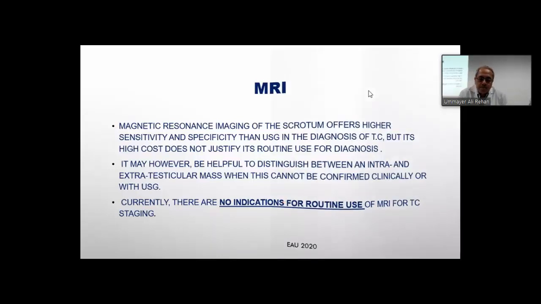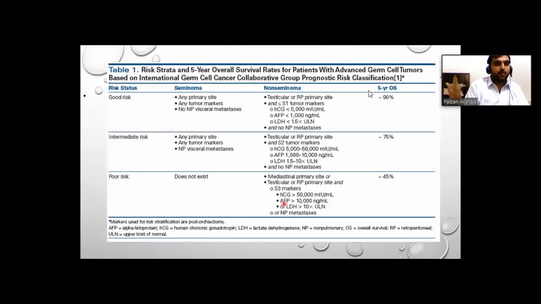And here is the International Germ Cell Cancer Collaborative Group prognostic risk classification. The risk status is good risk, intermediate risk, and poor risk. The good risk is any seminoma, any primary site, any tumor markers, and no non-pulmonary visceral mets. The overall 5-year survival is approximately 90%. In intermediate risk, any primary site, any tumor markers, and non-pulmonary visceral mets, it is approximately 75%. And in poor risk, which does not exist for seminoma, the overall 5-year survival rate is approximately 45%.